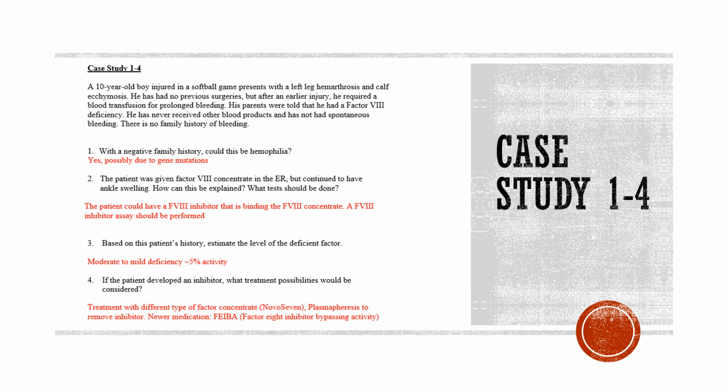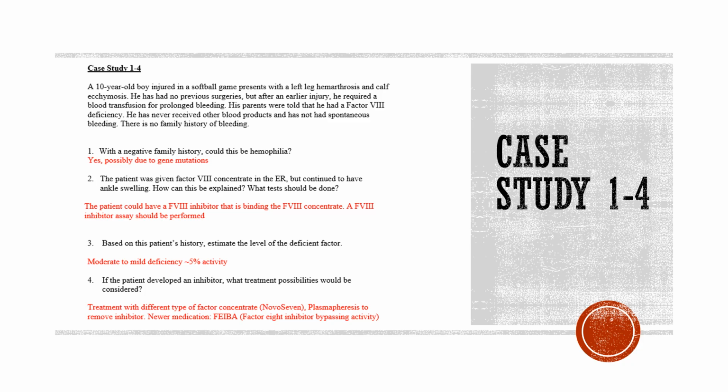Based on this patient's history and estimated level of deficient factor, I would say this patient probably has mild to moderate, maybe about 5, maybe 10% activity. And the reason for that is he doesn't have an extensive history of serious hemorrhage, but he does have some bleeding in his history.